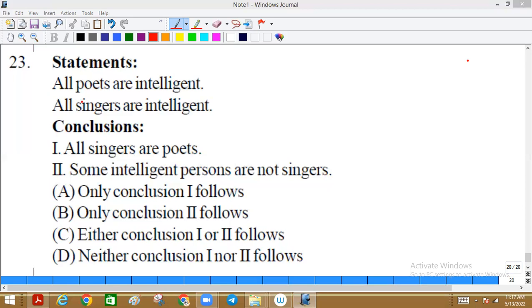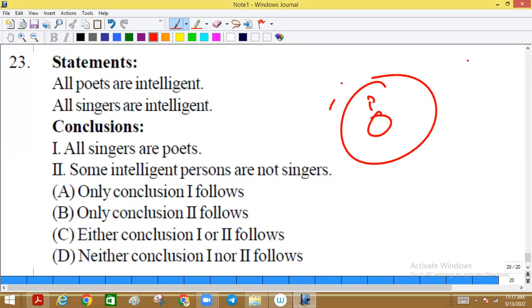Let's see. All poets are intelligent, all singers are intelligent. Yes or no? Do you know any relation between poets and singers? We don't know. Come to the first one: all singers are poets. Can you say that all singers are poets? No, because we don't know the relation between singer and poet. So obviously this is wrong.